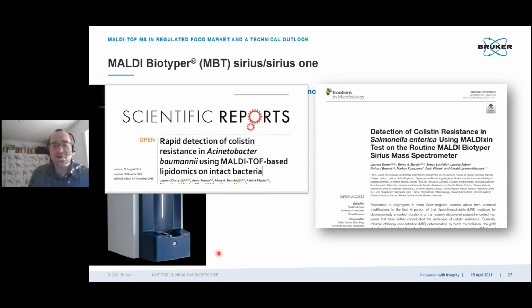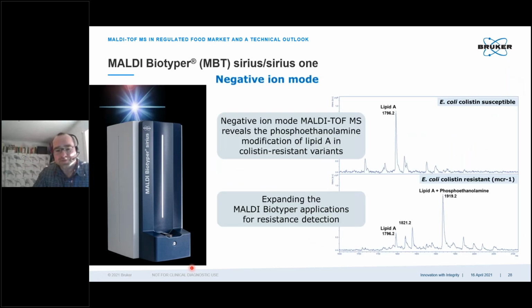For example, the detection of colistin resistance, as we heard yesterday from Marina, in Acinetobacter baumannii or in Salmonella enterica, and such an example is shown here. This is a negative ion mass spectrum of an E. coli colistin susceptible strain with a lipid A peak. And the resistant one, MCR-1, has a changed lipid A because it adds phosphoethanolamine, which has a mass of 123 Dalton. And then next to the lipid A peak, the peak with lipid A plus phosphoethanolamine appeared. And so you can predict the colistin resistance.